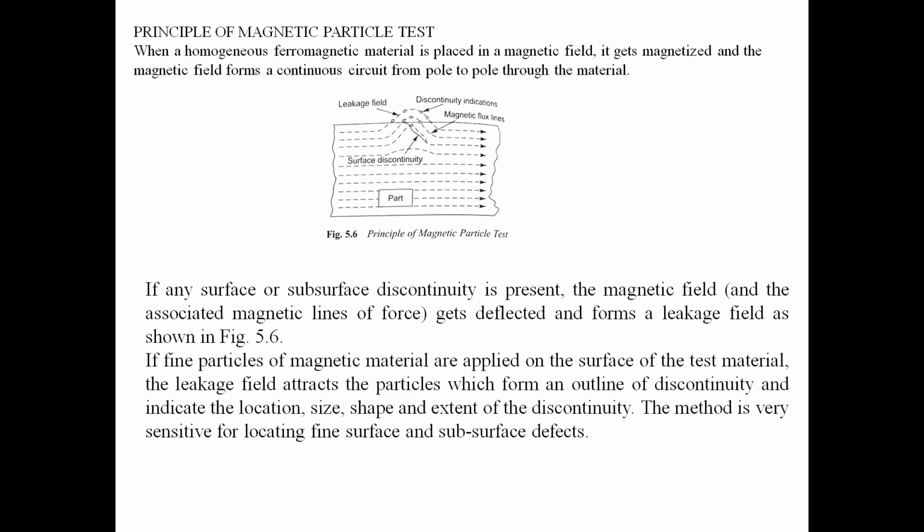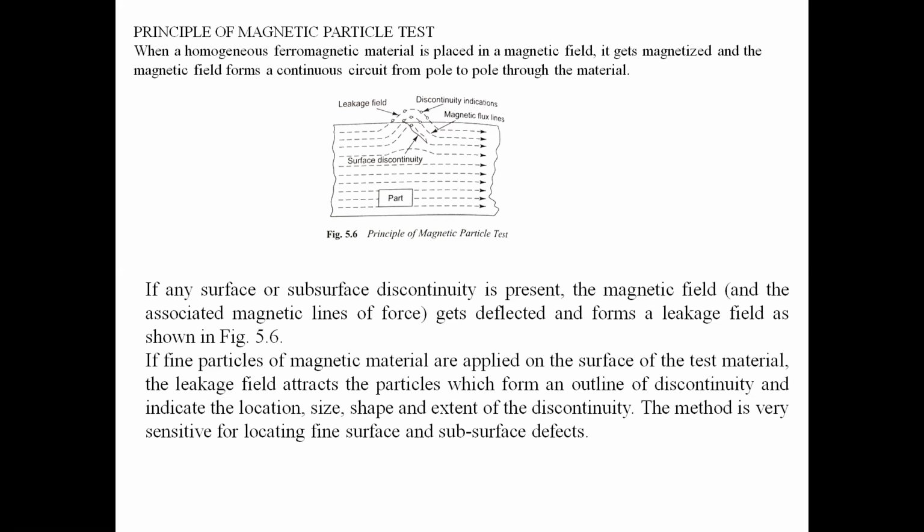This means the particles make a heap on the surface of the component. Those are accumulated at one particular place. The particles are attracted to that particular location, which indicates that some discontinuity is there on the surface or subsurface of the component. Based on that indication, we can find the defect in the component.